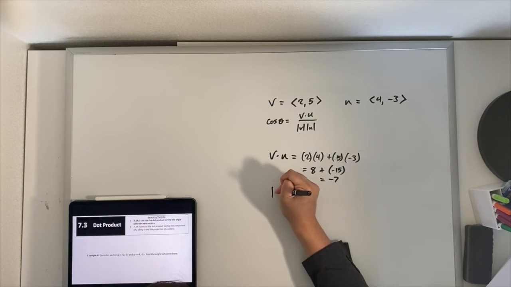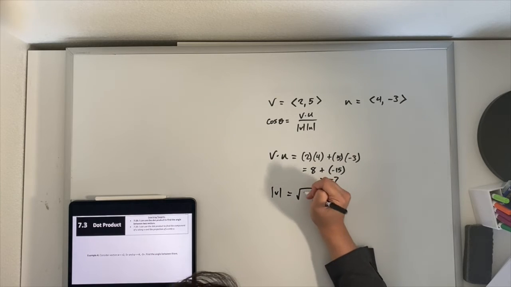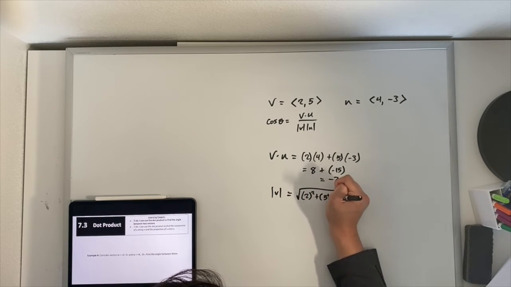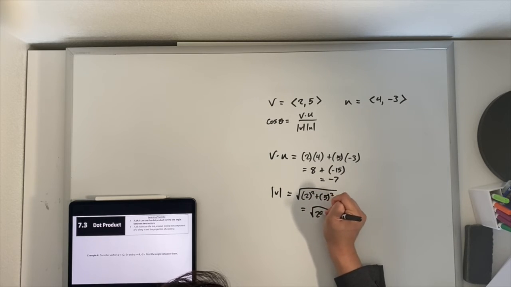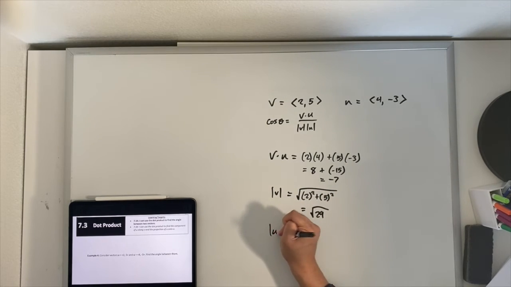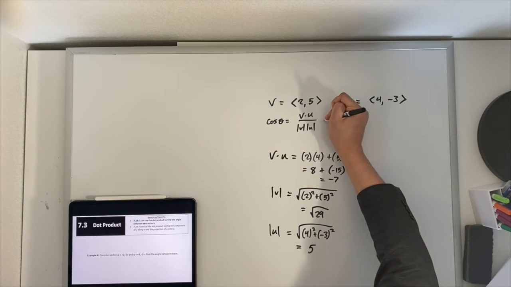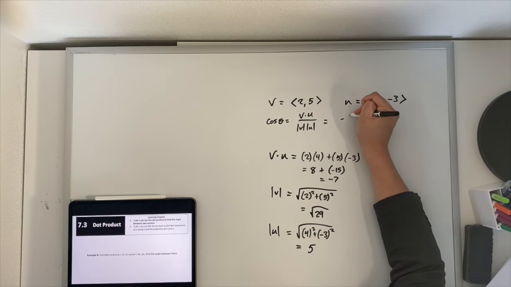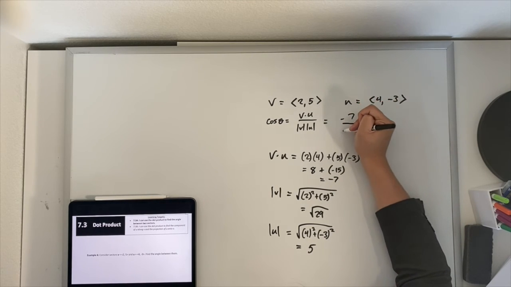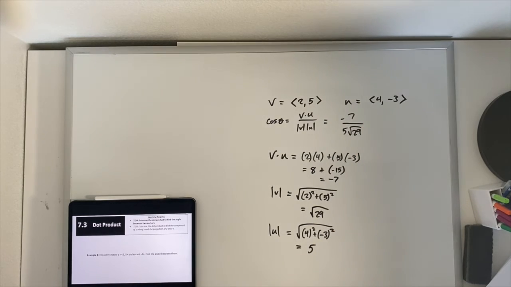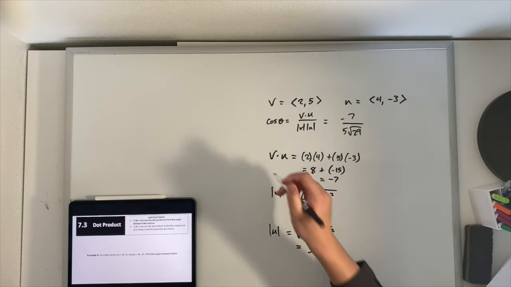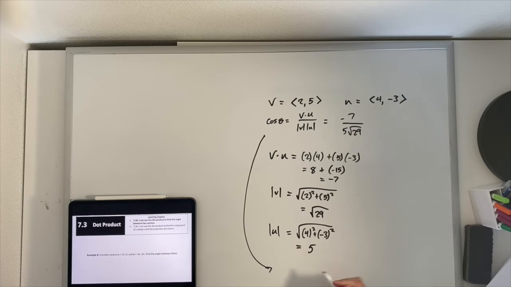And then we find each magnitude in turn. Magnitude of vector v is the square root of 2 squared plus 5 squared, which is the square root of 29. The magnitude of vector u is the square root of 4 squared plus -3 squared, which is the square root of 25, which is 5. Okay. So the cosine of the angle between these two vectors equals -7 all over 5 times the square root of 29. Okay. Not a very pleasant number, but we're using a calculator, so we don't really need to deal with it too much. Again, I'm going to continue this down here.